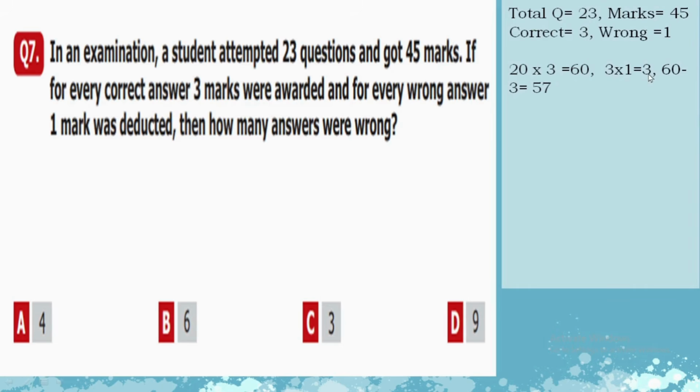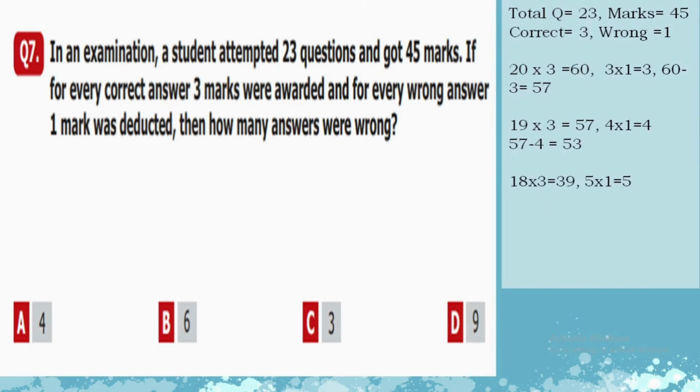So 1 mark was deducted. So 3 ones are 3. Now let's deduct 3 out of 60. So 60 minus 3 is 57. No, that's not the correct option. Let's try something else. Let's suppose that out of 23, 19 questions were correct. So we multiply it by 3, it's 57. So obviously 4 are incorrect. If we subtract 4 out of 57, answer is 53.